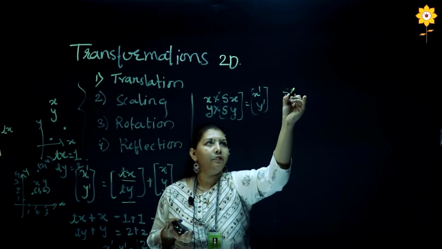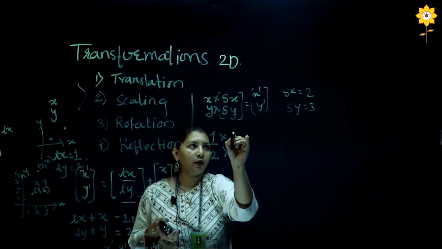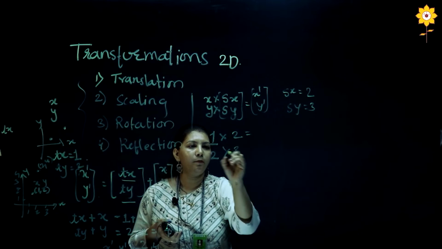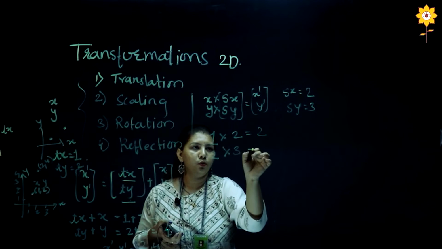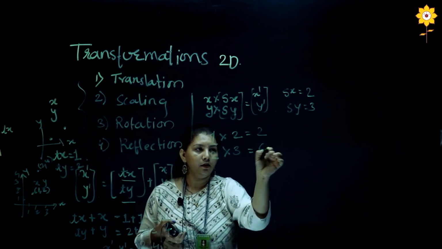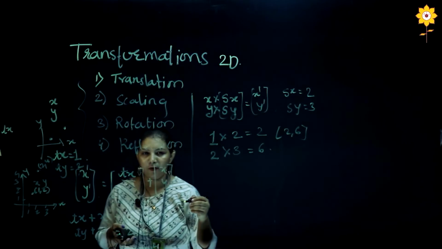So here suppose I take a value of Sx as 2 and Sy as 3. So 2 multiplied by 1 and 2 multiplied by 3. So 2 1s are 2, 2 3s are 6. So (2, 6) is the newly calculated value.